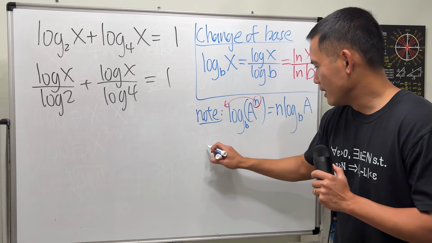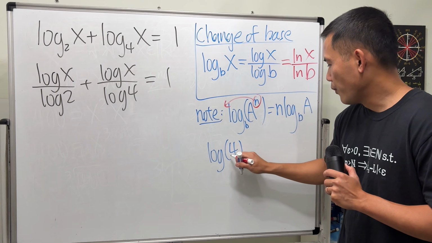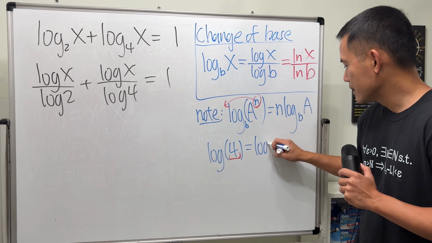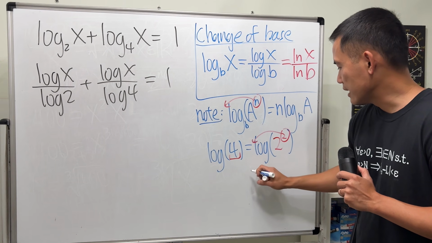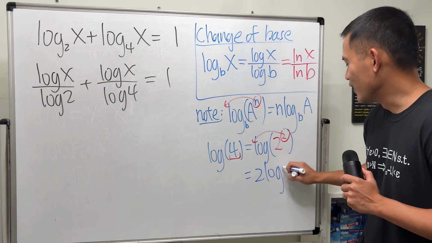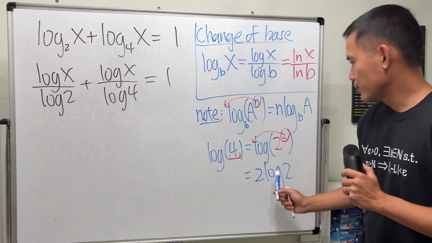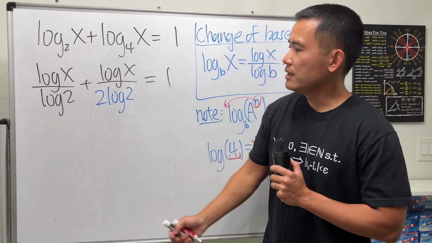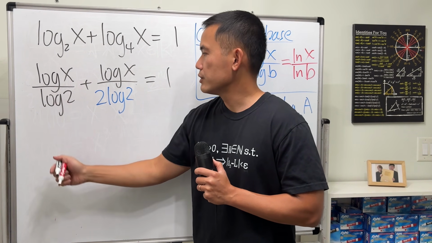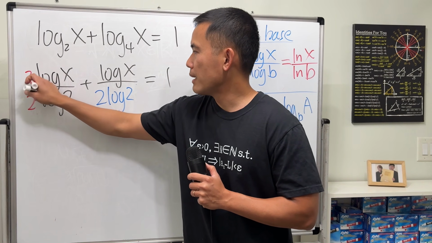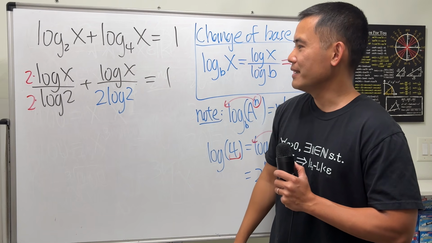So notice, log of 4. The 4 is the same as 2 to the second power. So we can bring the power to the front and say that is 2 log of 2. So I'm going to just replace that with this. And now as we can see, here we have 2 log of 2, but this is just log of 2. This part matches, but let's just multiply the top and bottom by 2 so that this and that will have the same denominator. Very nice, huh?